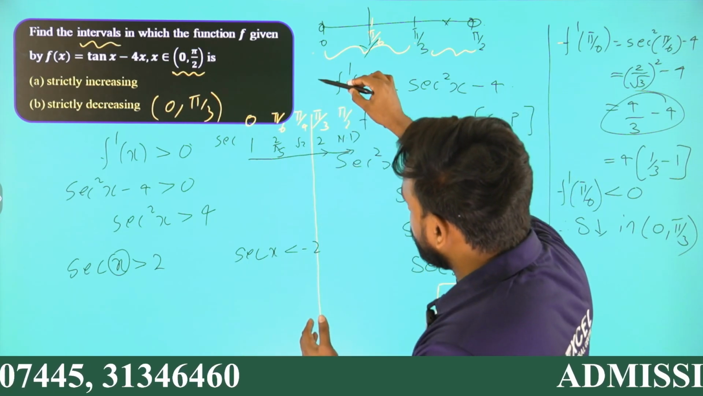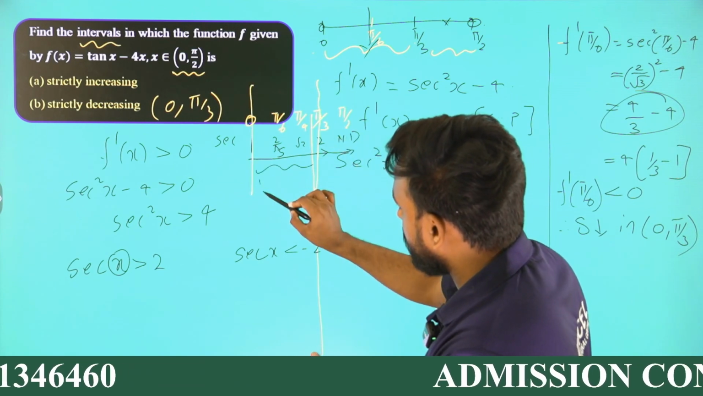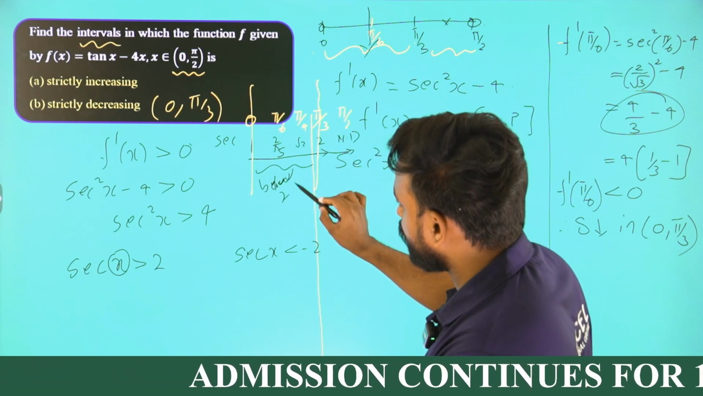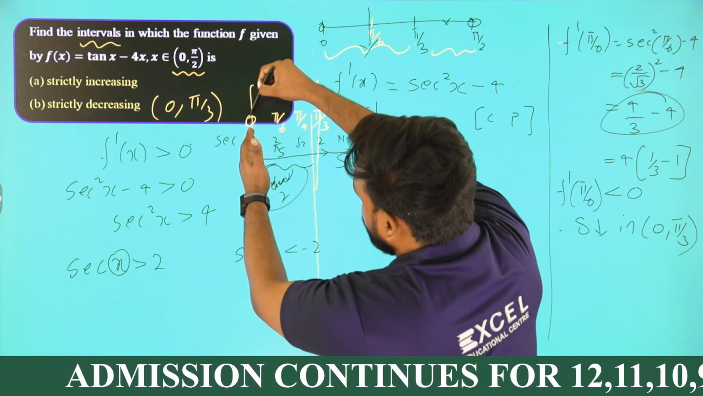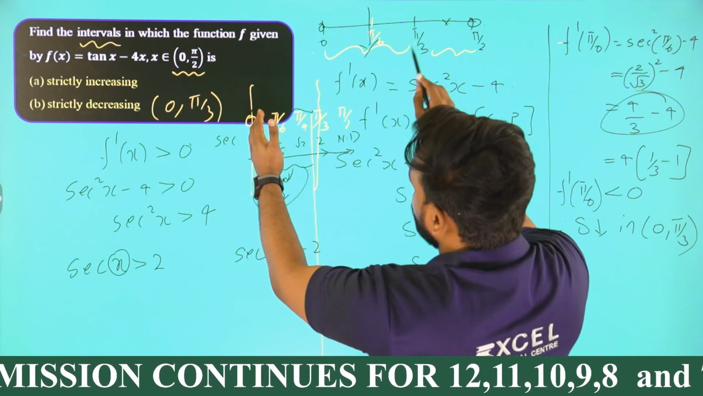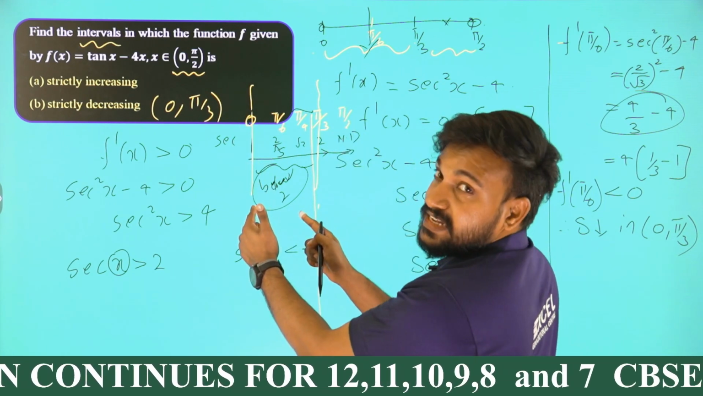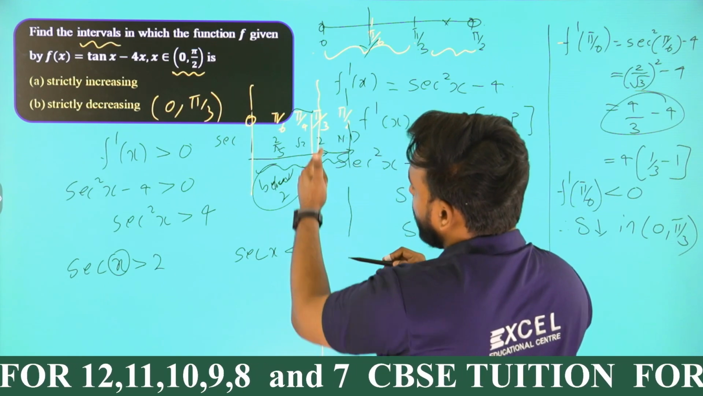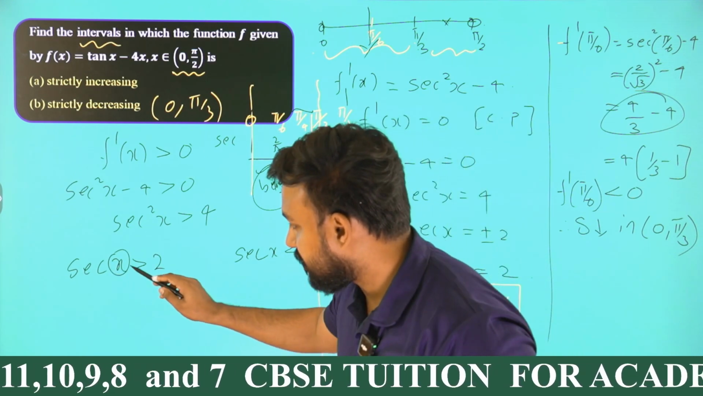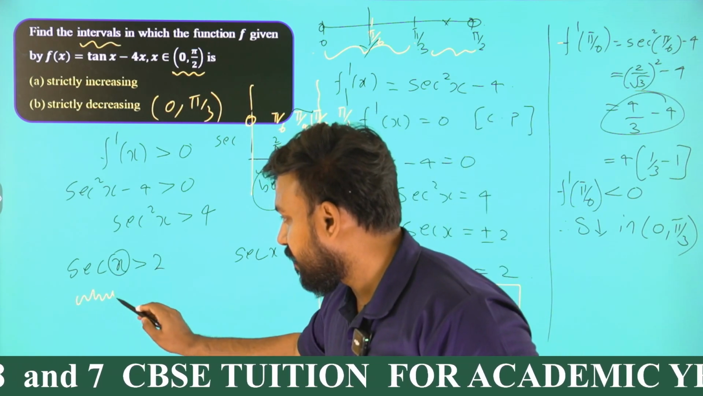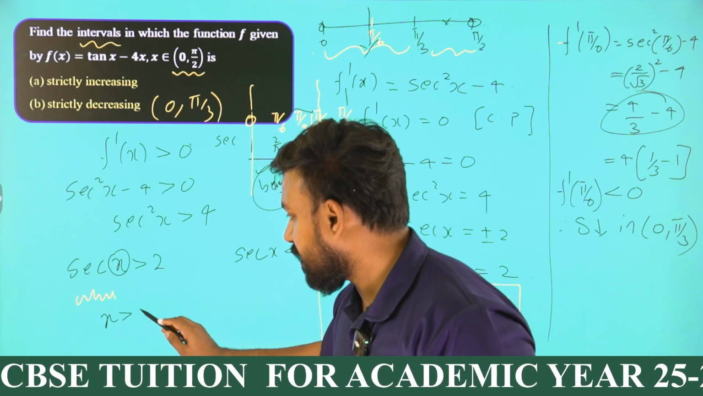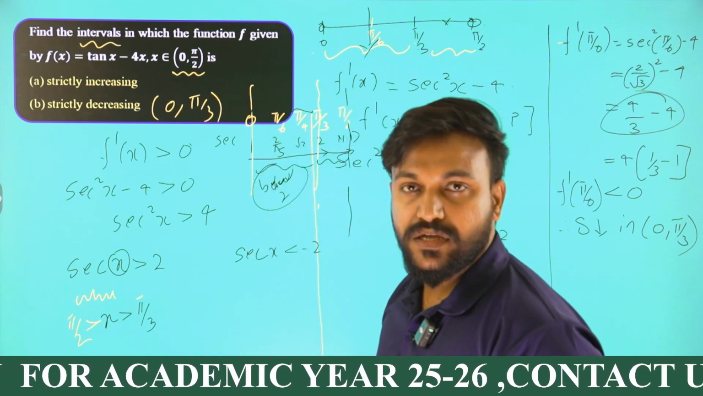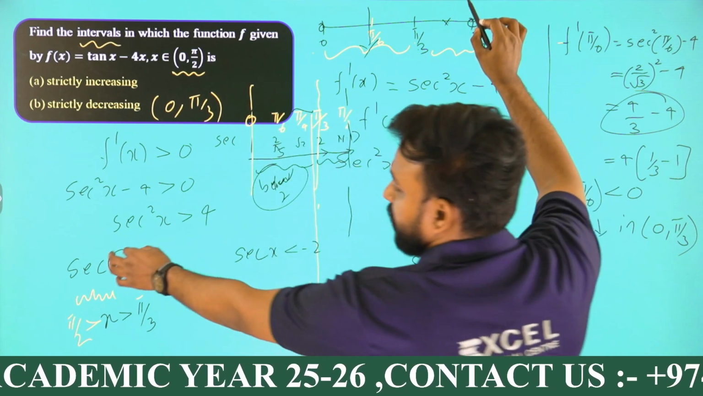So it's increasing. So till here, these values are below 2. So from 0 to pi by 3, the value of sec is less than 2. It only increases from pi by 3 to pi by 2. So the value of sec x is greater than 2 when x is greater than pi by 3 and between pi by 2. So this interval is satisfying.